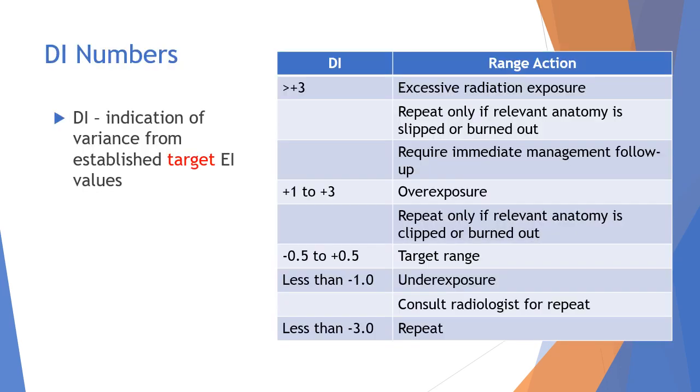DI numbers, deviation index, indicate variance from established target EI values. So the target range is minus 0.5 to plus 0.5. That would be ideal. Plus 1 to plus 3 would be overexposure, and less than minus 1 would be underexposure. You wouldn't repeat until you get to less than minus 3, and over plus 3 is where we want to look at possible excessive exposure also. Now, of course, this is from the AAPM, so it's a little bit stricter than what many departments use too.